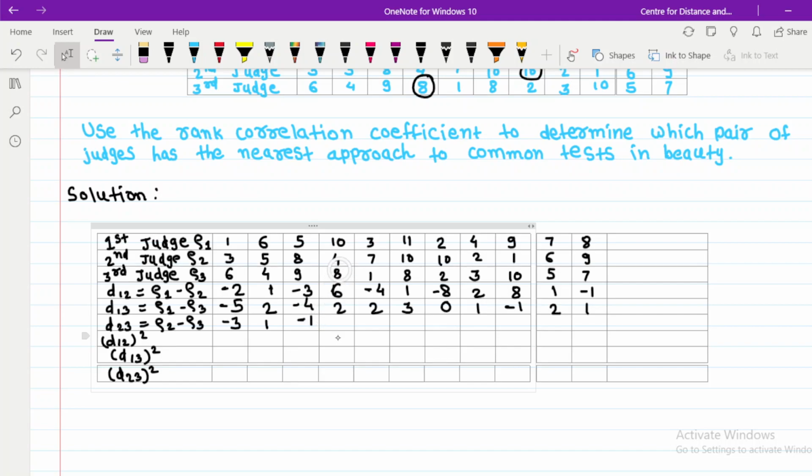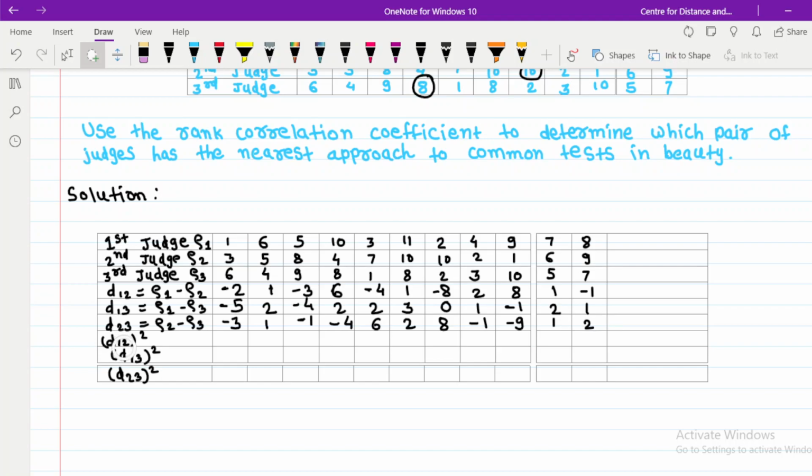Then 4 minus 8 minus 9 is equal to minus 1. 4 minus 8 is equal to minus 4. 7 minus 1 is equal to 6. 10 minus 8 is equal to 2. 10 minus 2 is equal to 8. 2 minus 3 is equal to minus 1. 1 minus 10 is equal to minus 9. 6 minus 5 is equal to 1, and 9 minus 7 is equal to 2.